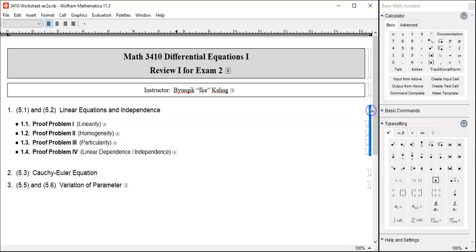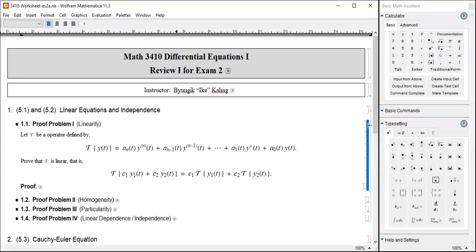Okay, let's begin with some proof problems. First, the linearity. Let script T be an operator defined like this. What do you mean by operator? Operator, function, map, transformation, all those mean pretty much the same thing. It's a kind of function that sends one thing to another.